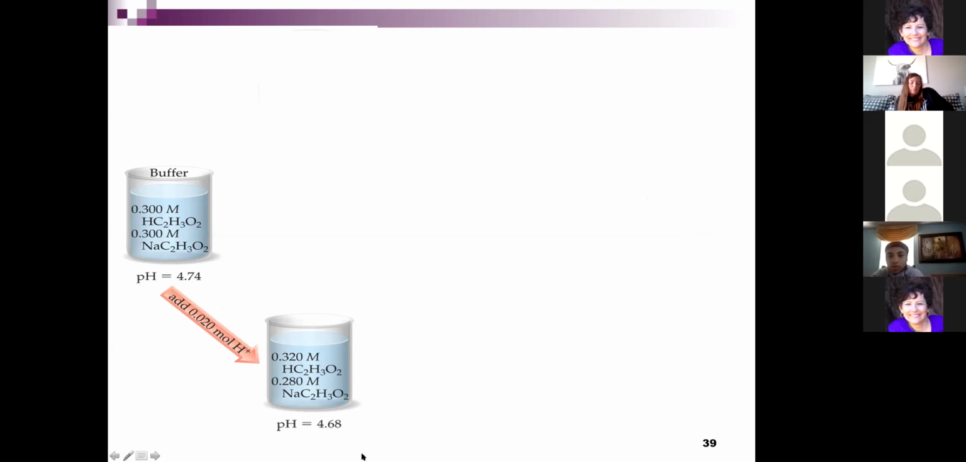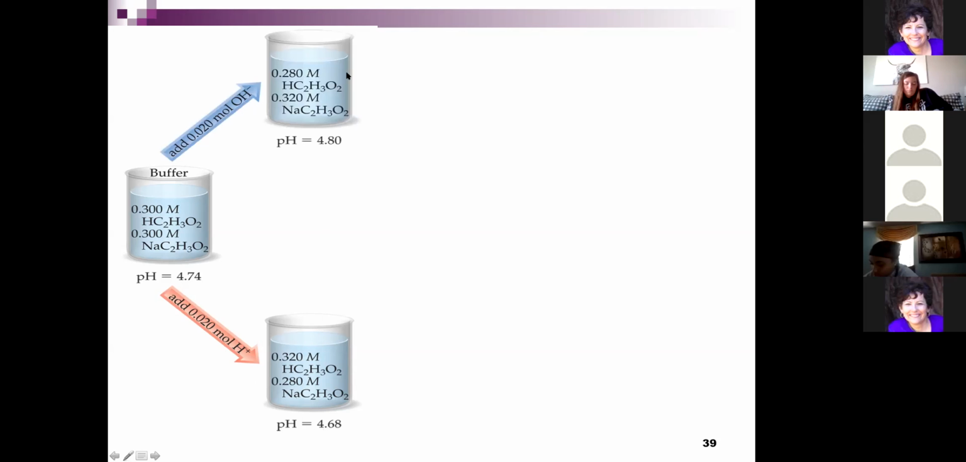So the log of the ratio of these two was negative, so that we went from 4.74 to 4.68. Does that make sense that the pH went to 4.68 when I added acid? Yes. So I've become more acidic.